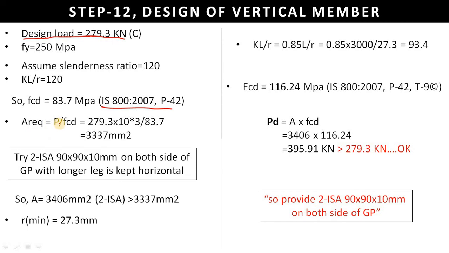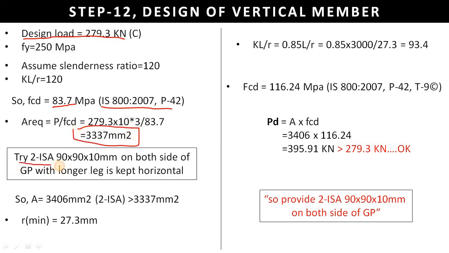So area required will be force upon fcd. We already have the design load as 279.3 kilonewton. We have to convert it into Newton and divide by fcd. In our case the fcd is 83.7. So we have got the area required as 3337 mm square.